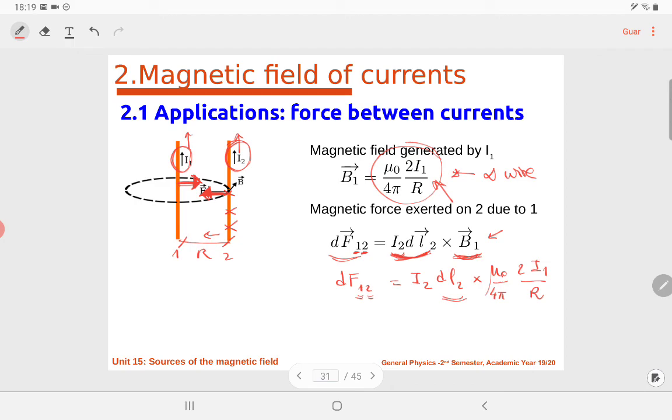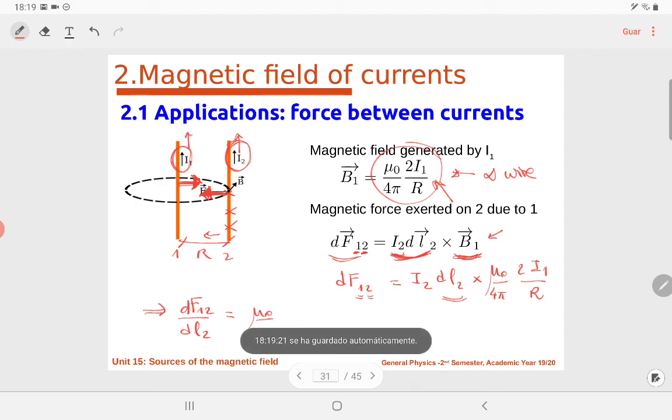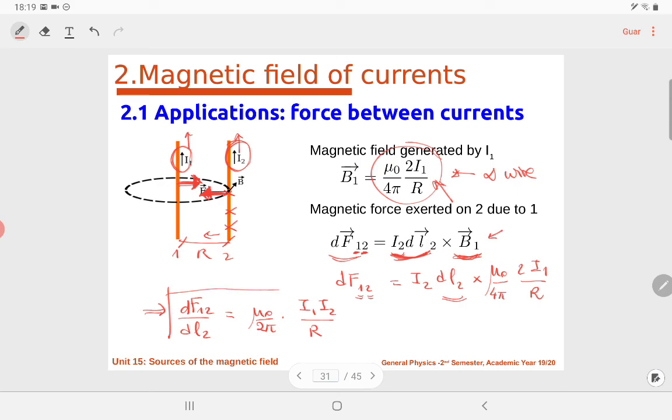So we cannot just calculate the total force on the wire, but we can calculate the amount of force per length. This is the amount of force exerted by the first wire on the second per length of the second one, and this is going to be mu 0 divided by 2 pi times the current of the first, times the current of the second, divided by the distance between both.